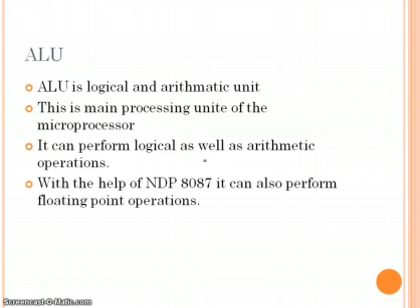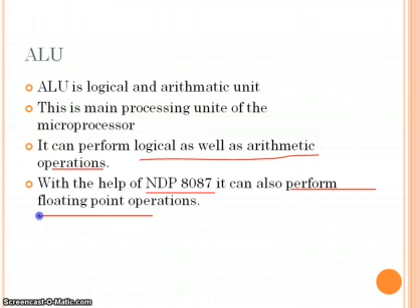Then we have the ALU, that is, the arithmetic and logical unit. This is a basic unit which is completely responsible for the operations of the microprocessor. We can say this is the brain of the microprocessor. Here all data and all programs are processed. It can perform logical as well as arithmetic operations as given by the user. Similarly, it can be incorporated with the NDP 8087 to perform floating point operations.